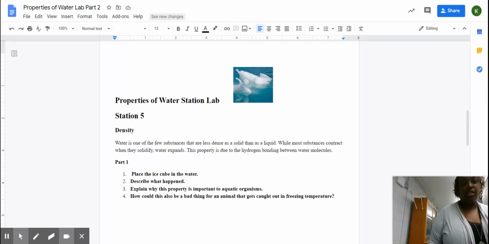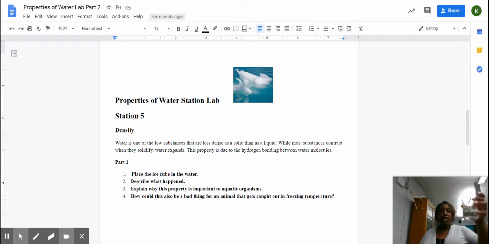I'm going to pause for just a second. All right, guys. So for this part, it's looking at density. It tells us that water is one of the few substances that are less dense as a solid than as a liquid. While most substances actually contract when they solidify, meaning most substances get smaller when they become solids, water actually expands. And you know this because when you put a bottle of water in the freezer and it freezes, have you ever noticed that it expands? This is because of the hydrogen bonding between water molecules. The hydrogen bonds actually stretch out.